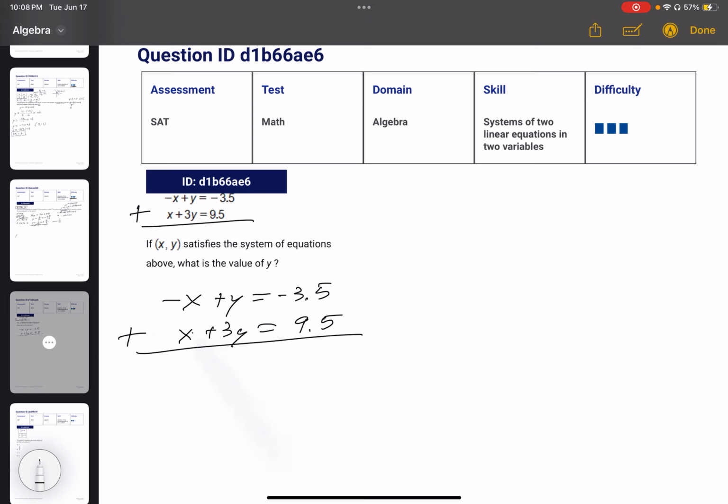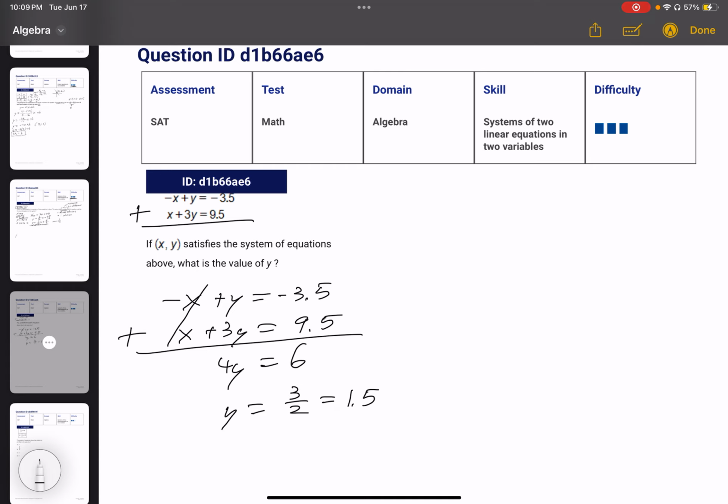So negative x plus x, what is that? 0, these cancel out. Y plus 3y, that's 4y. And then negative 3.5 plus 9.5 is 6. We solve for y now. It's equal to 3/2. So that would be our answer. You would input that into the computer, or you could input it simply as 1.5. Either is a valid answer.